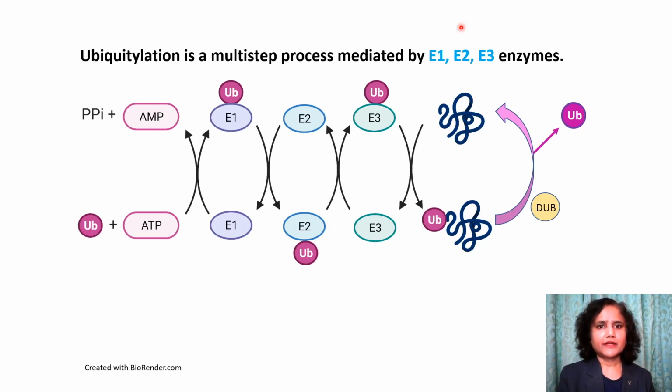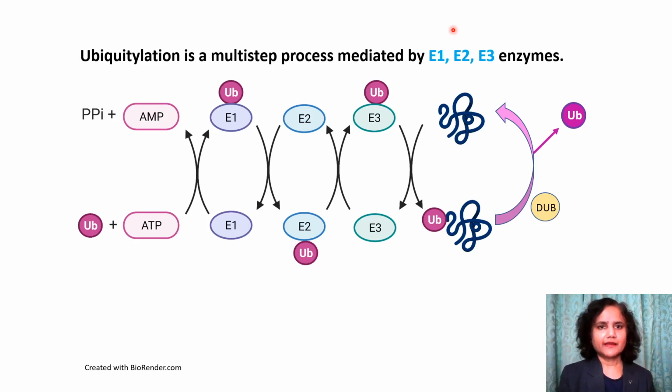The E3 mediates substrate selectivity by binding the substrate as well as the E2. And then finally the ubiquitin is attached to the substrate shown here, and it can also be removed from the target by deubiquitinating enzymes. So this is a reversible modification.